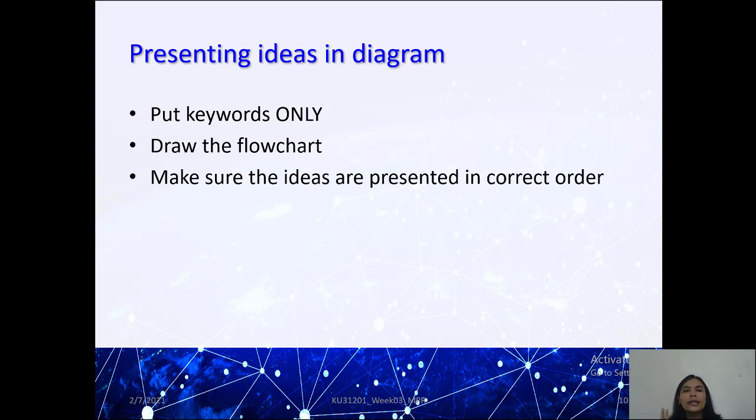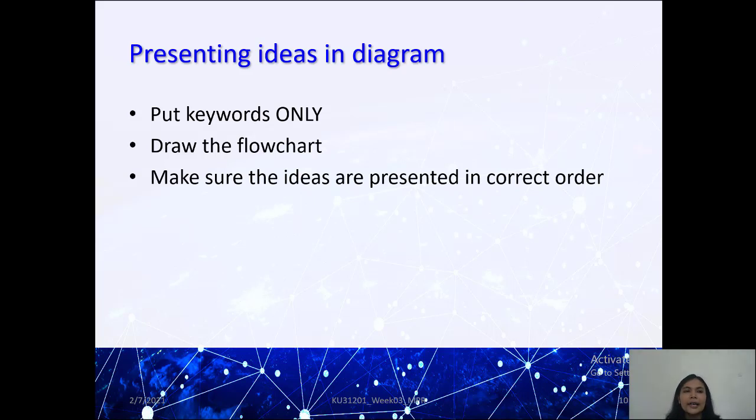And then the second one is for you to draw a flow chart according to the text. So if the text is about a procedure, then obviously you need to mention it step by step. And then the other thing is you need to make sure that the ideas are presented in the correct order, because obviously when you are presenting a procedural text and the ideas are presented in the wrong way, that is misleading. Okay, so the readers won't get the correct answer if the presentation of ideas in the diagram is also wrong.